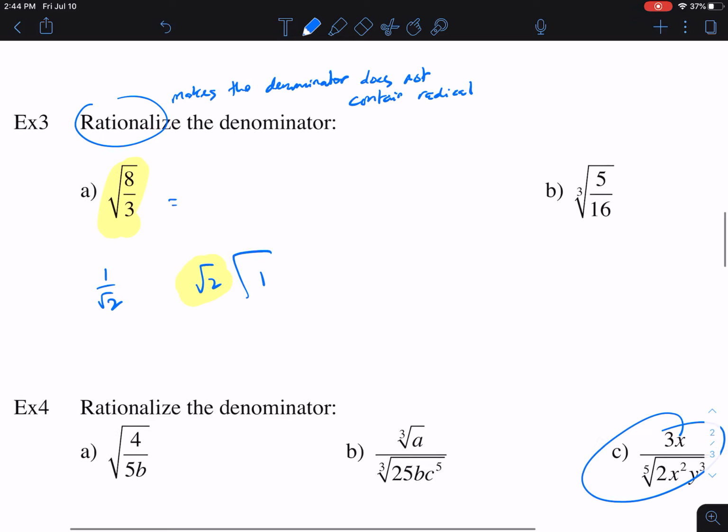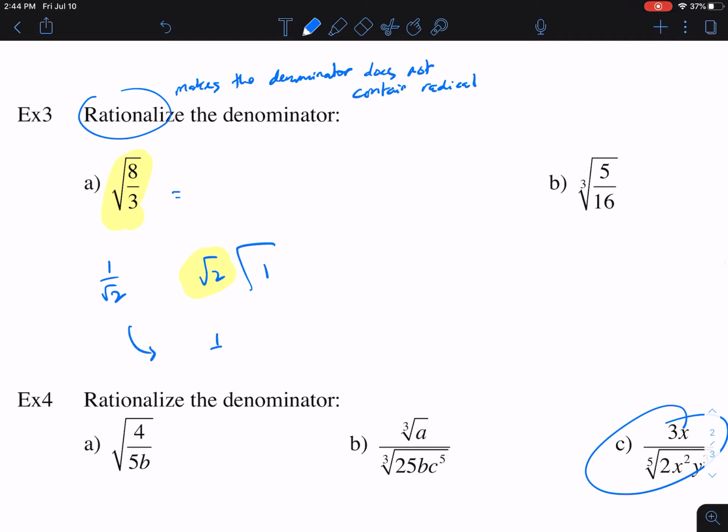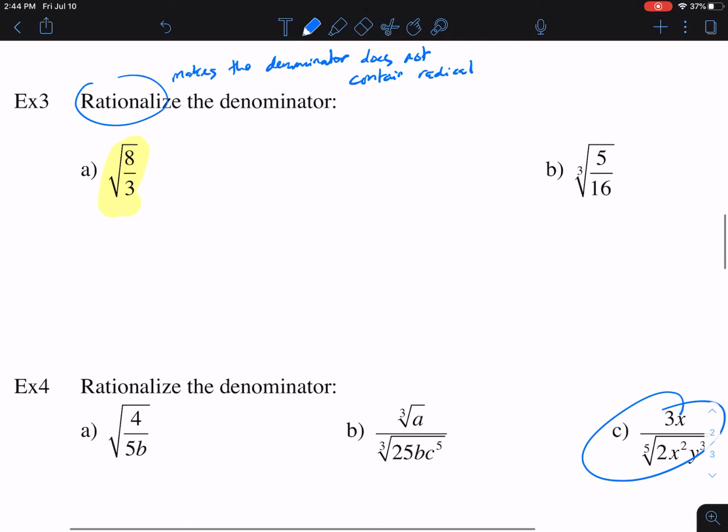So rationalizing the denominator makes it so that you take this form and turn it into square root 2 over 2, and this form is easier to do long division, right? So that's one of the many uses for it. Now we still use this because it's a good algebra concept of manipulation, taking one form and turning it into a new equivalent form, and it's good for critical thinking. All right. So let's get to it.